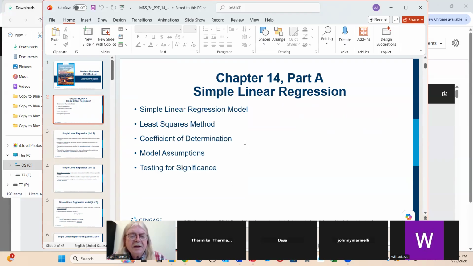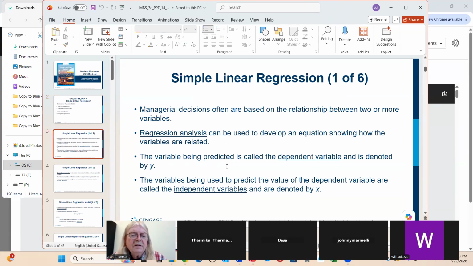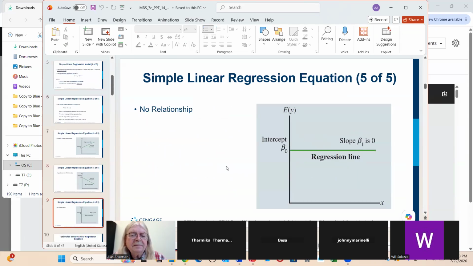The coefficient of determination is one of the measures we use to determine the quality of results. And like so many other applications we've looked at, there are assumptions going on that we need to be aware of because, let's face it, we have to make sure that our results make sense. If our assumptions are not being met, that greatly reduces the chances of our results being meaningful. And then testing for significance. So that's a lot.